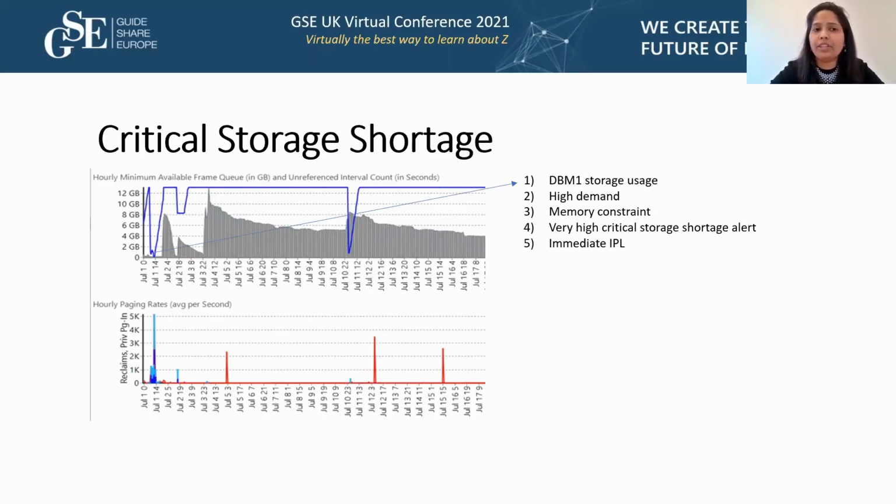So what happened on the day? The DBM1 data manager task consumed a lot of memory, and due to the high memory demand, it created a memory constraint, and they got the high critical storage alert. In between that time, the system went down and they couldn't do any action after that. They did the IPL after that.